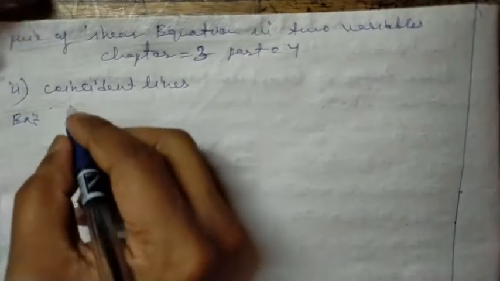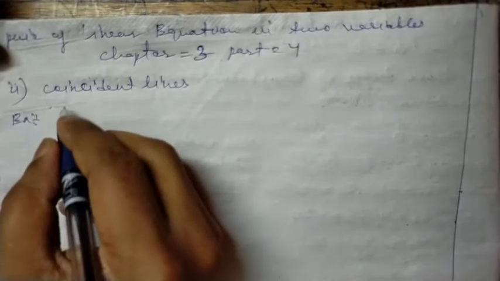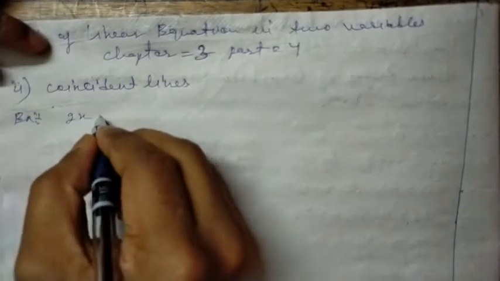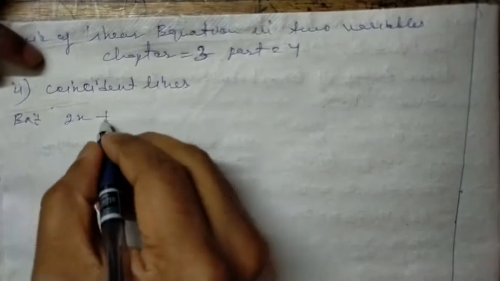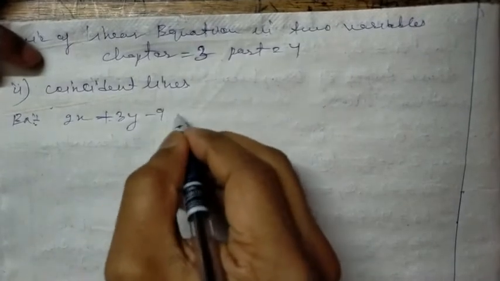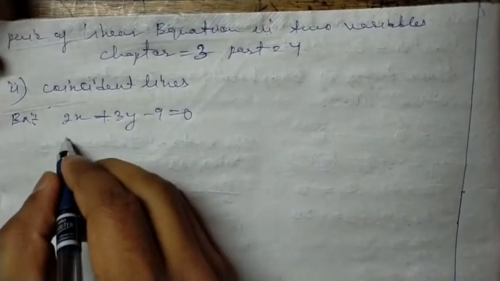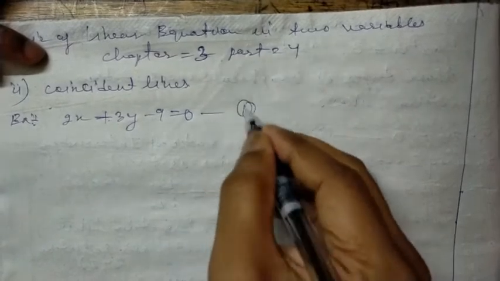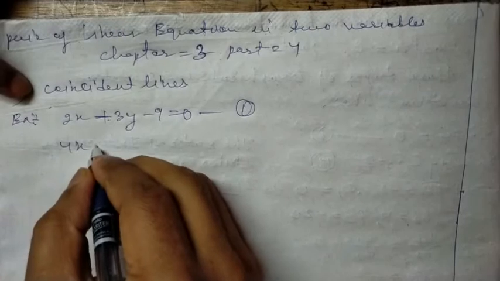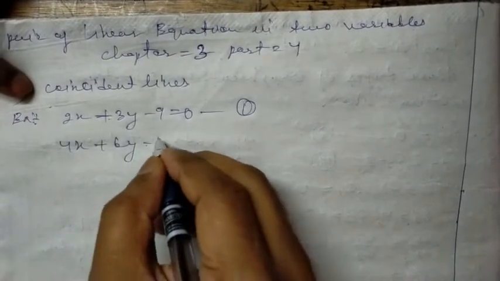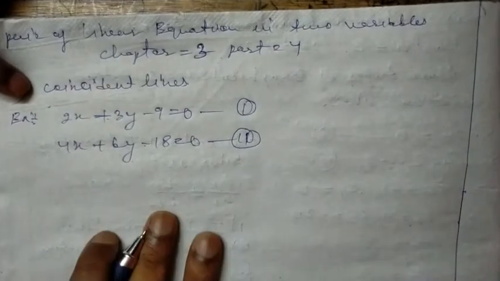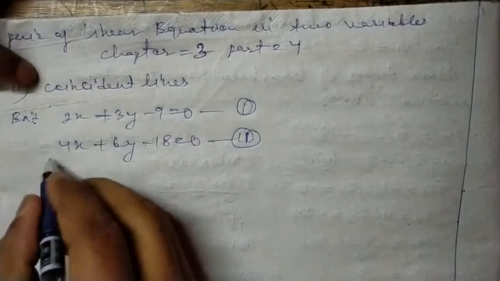We need two equations. As we know, the pair of equations: one is 2x plus 3y minus 9 equal to 0. This is our first equation. The second is 4x plus 6y minus 18 is equal to 0. This is our second equation. So I can write this.